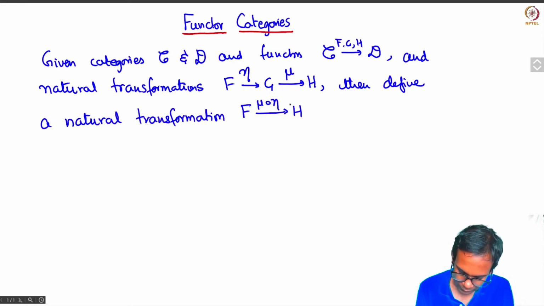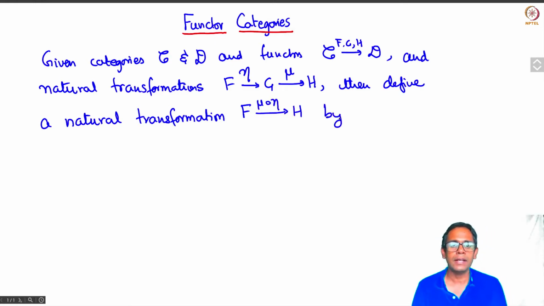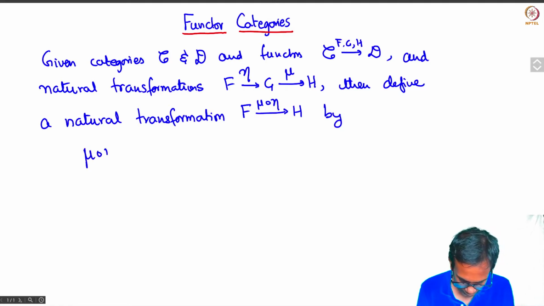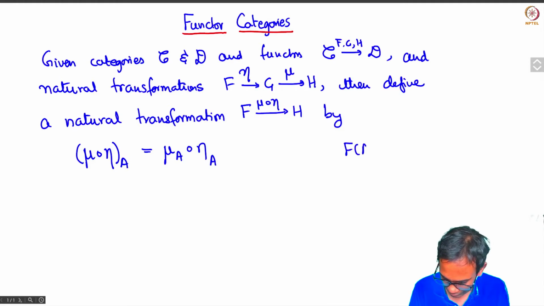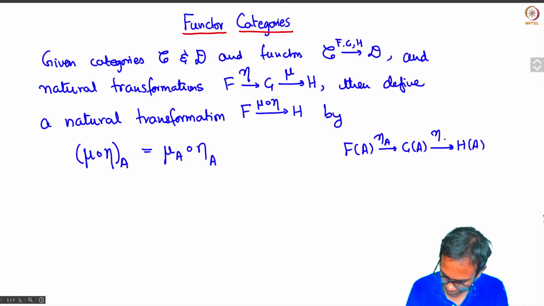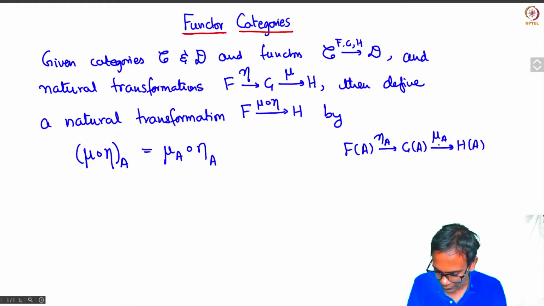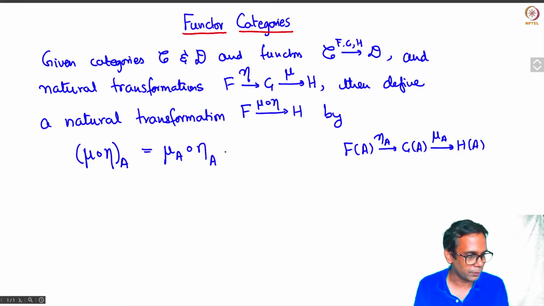We'll call it mu circle eta, and it's defined by, we need to say what it is for every object of C. So mu circle eta of every object A of C is mu of the object A circle eta of the object A. Recall that eta sub A is going from F of A to G of A, and from G of A to H of A we have mu subscript A. And so it makes eminent sense to compose them and get mu subscript A circle eta subscript A. And we need to check that this is a natural transformation.